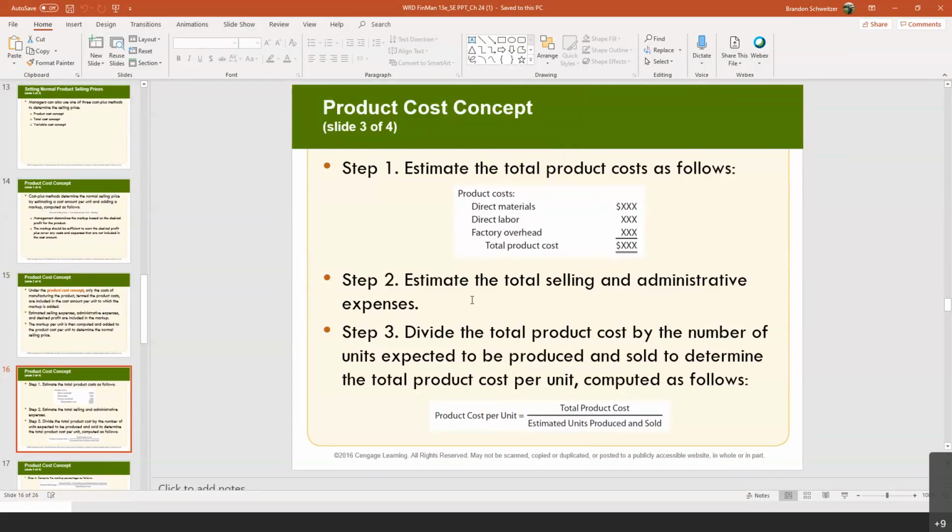The second thing I need to do is estimate my selling and administrative expenses. Then after that, I divide the total product cost by the number of units I expect to produce and sell to determine the total product cost per unit. And the calculation for this is we take our total product cost and we divide that by the estimated units produced and sold. By doing this equation, we get our product cost per unit.